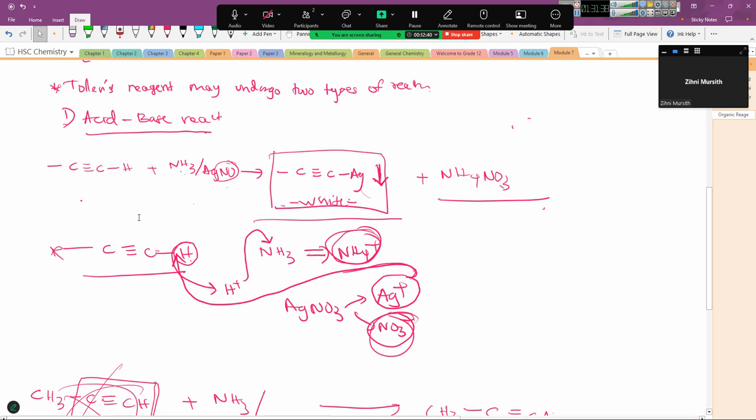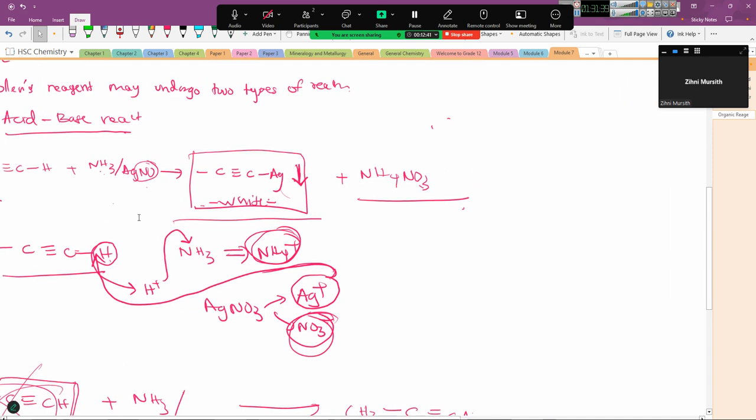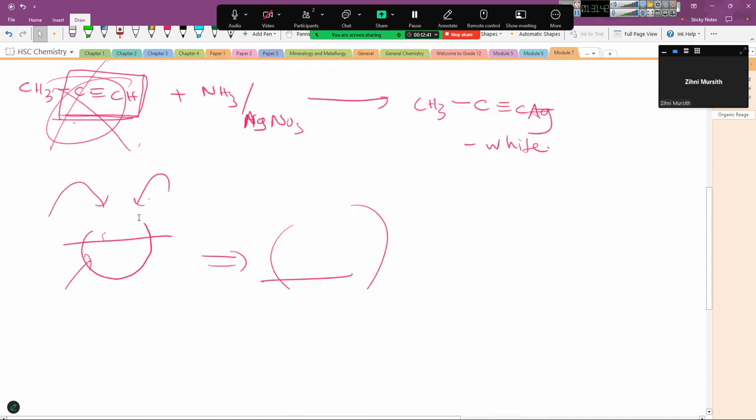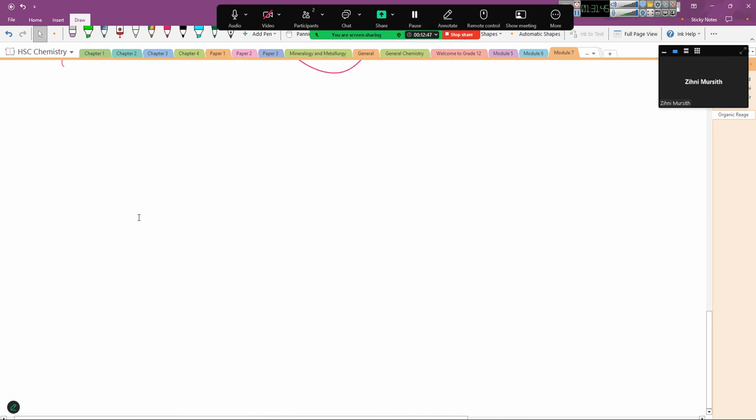Okay. Now we will move to the second type of reaction related to Tollens reagent. The second one is redox reaction.